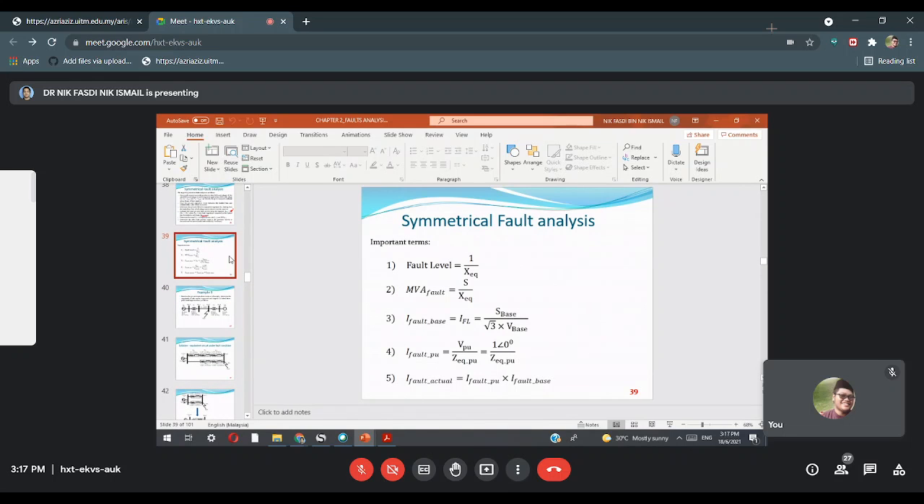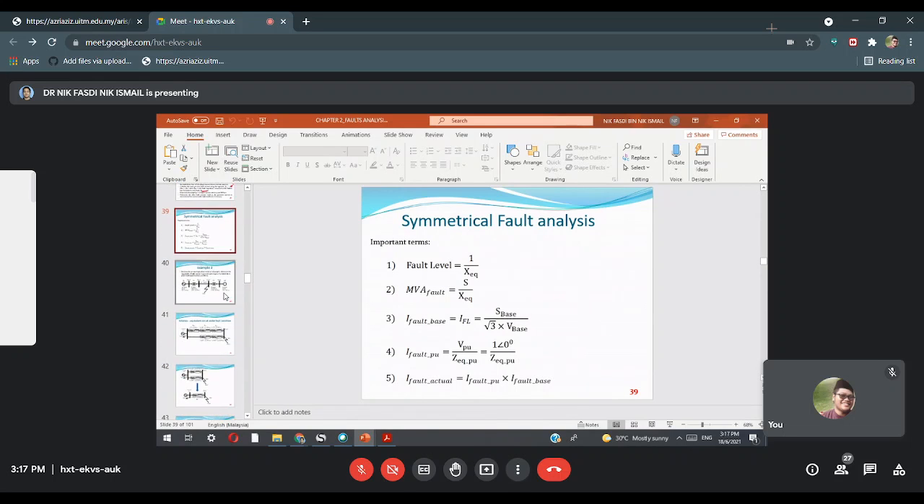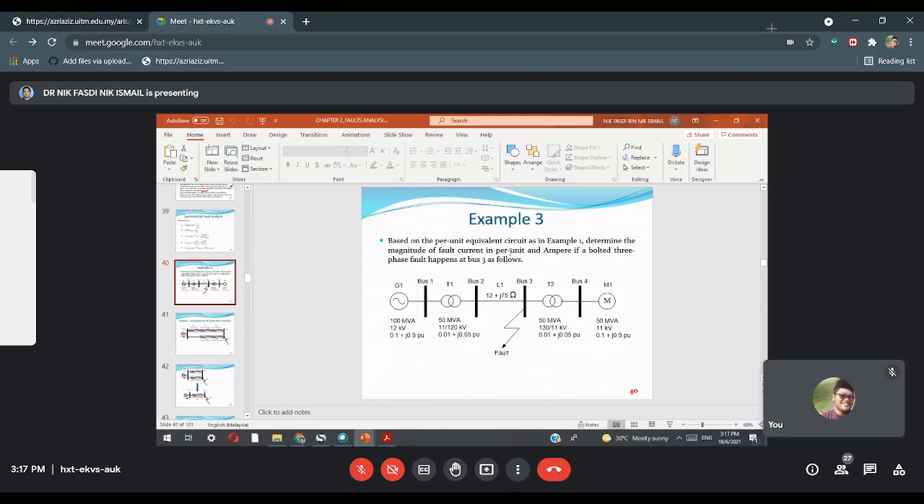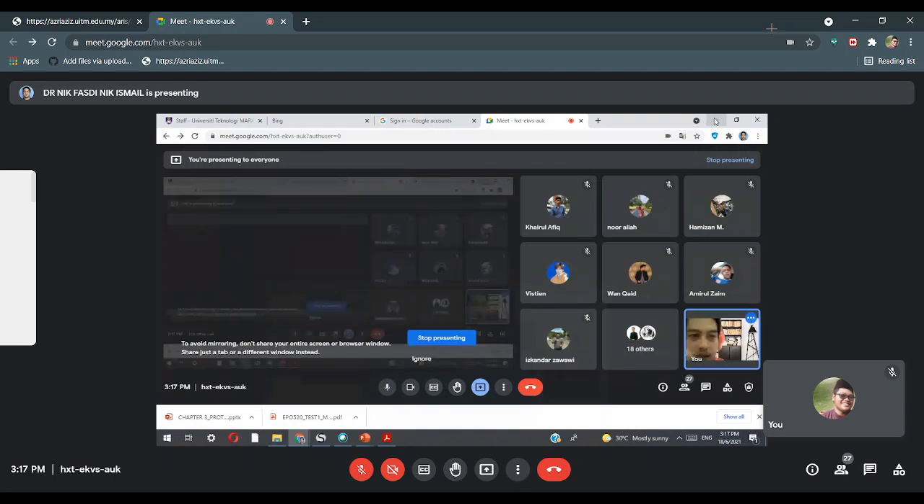The top part was explained before, so I think there's no need to explain one more time. Example 3: the fault occurs at bus 3. So what happens is you will have current flow. I think I can do this to make it easier to understand.